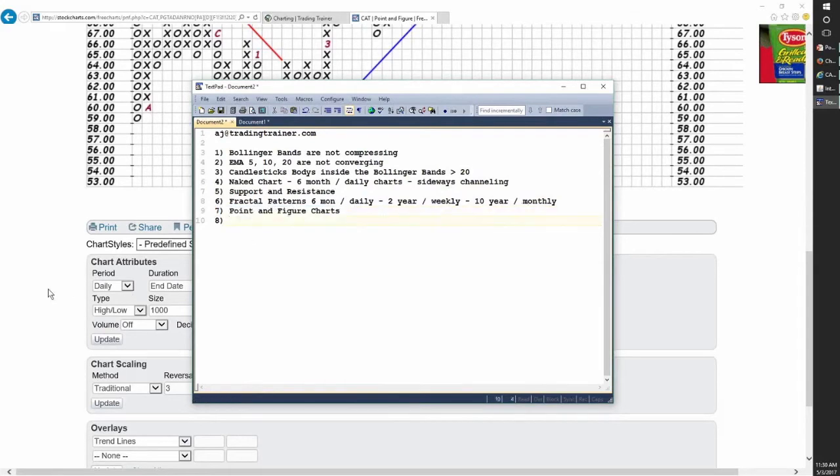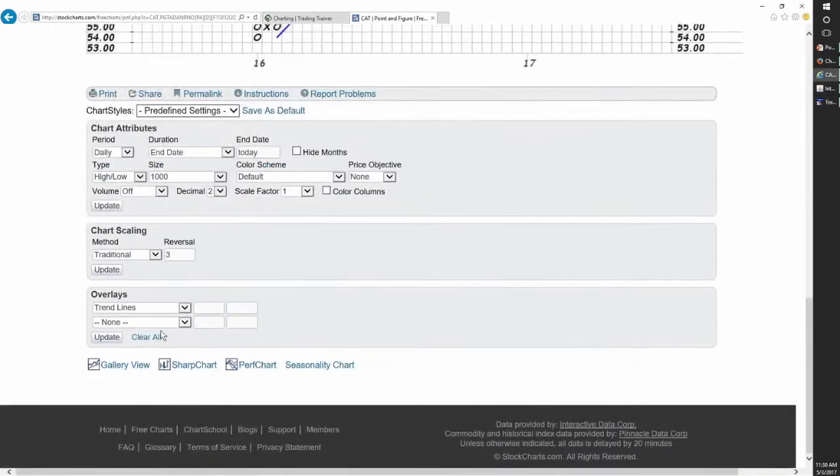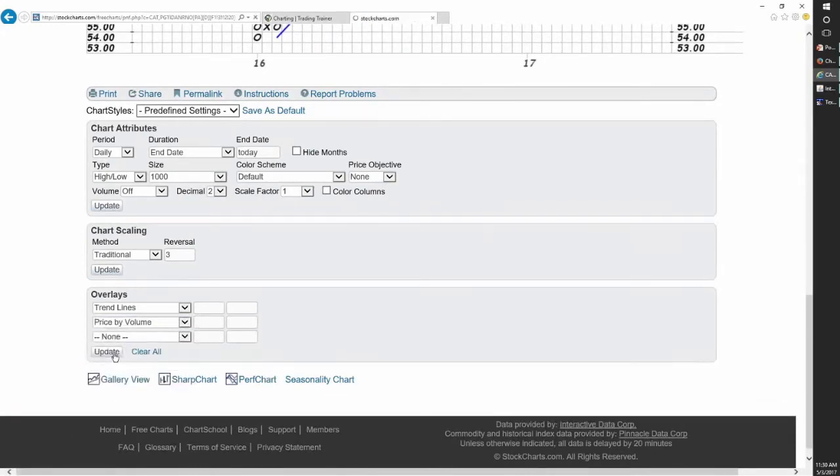So number 8, and it's something you can do again on this free tool here, is on the point and figure chart, we can do something called price by volume.